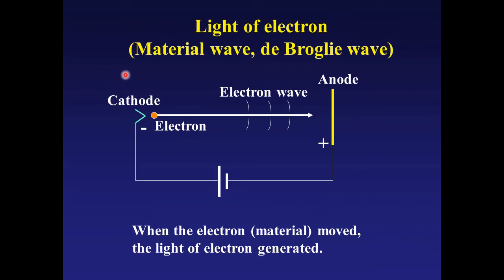Why can the electron be used for a transmission microscope? As you know, the electron is a charged particle, but the electron can be accelerated by applying a positive voltage, because the electron is negatively charged, in a vacuum environment. In order to accelerate the electron, a vacuum environment is necessary, then the electron travels toward the anode. In this phenomenon, a wave is generated like this.